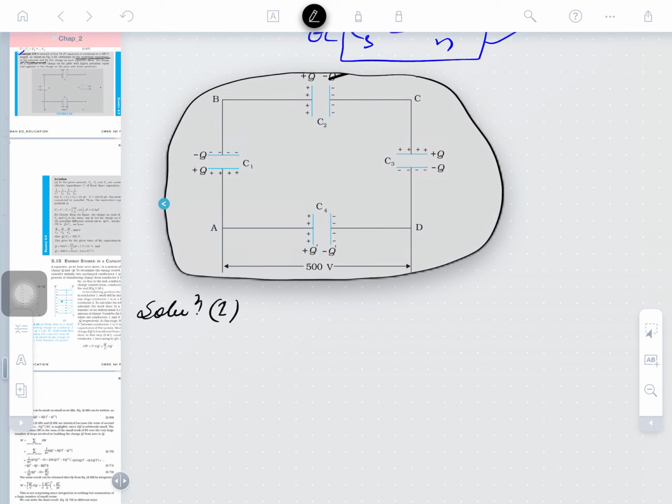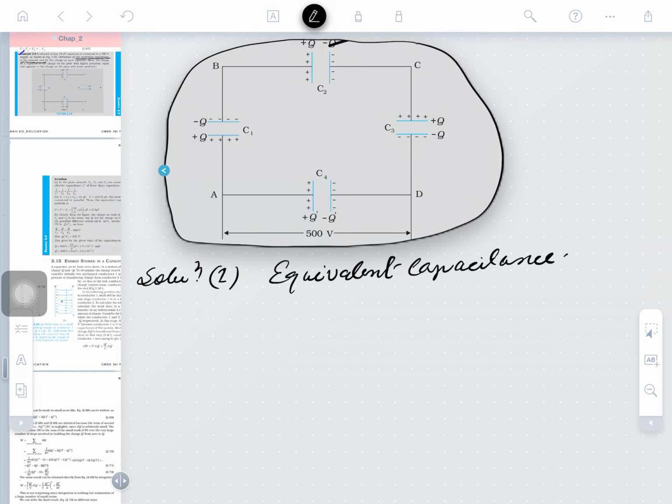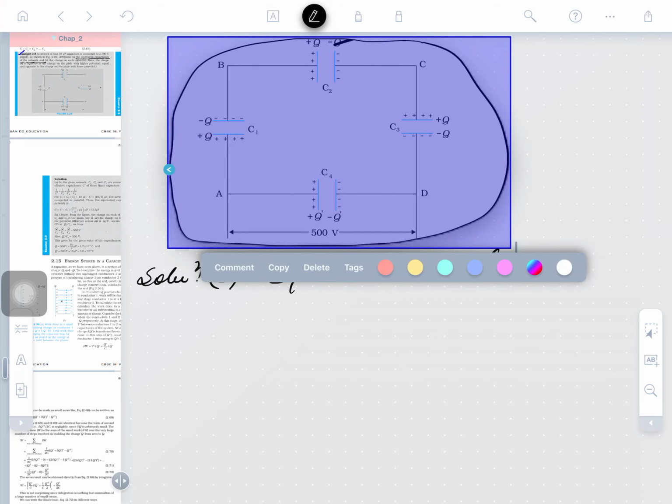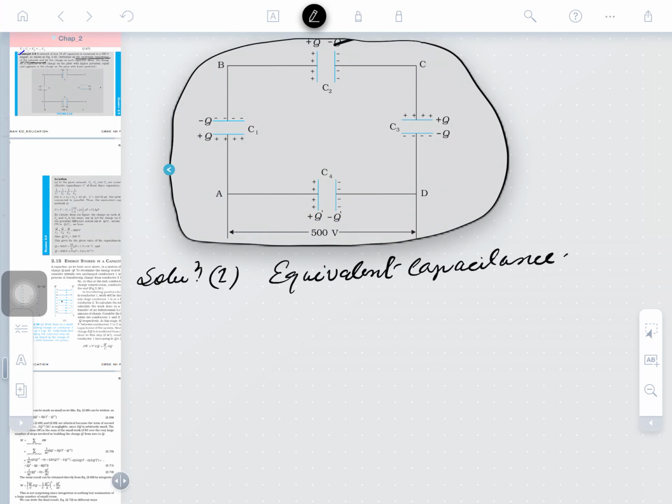What do you understand by equivalent capacitance? The meaning of equivalent is how much capacitance this network will give. Suppose this is the common terminal. Between points A and D, the 500 volt supply is connected.